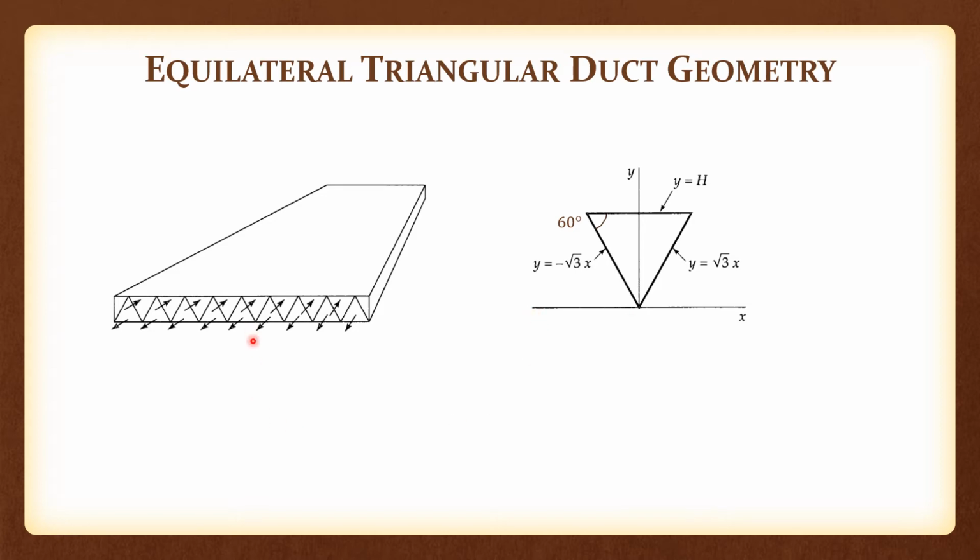Now flow happens in the z direction. Velocity vz has to be a function of both x and y. Vx is 0, vy is 0. And this triangular geometry is given by the right hand side picture.